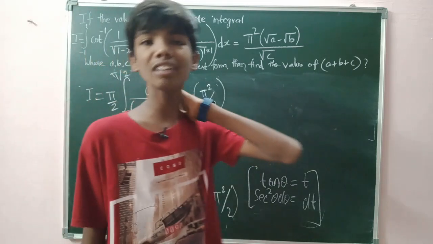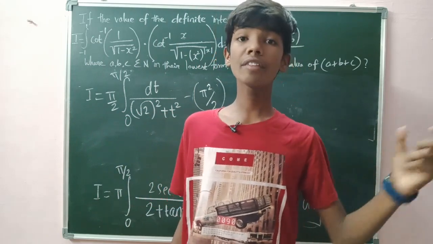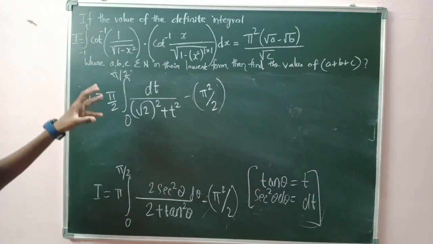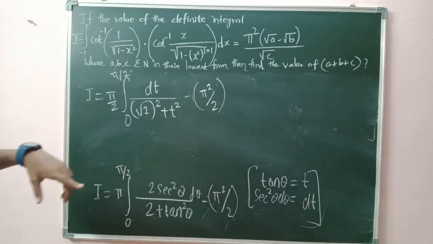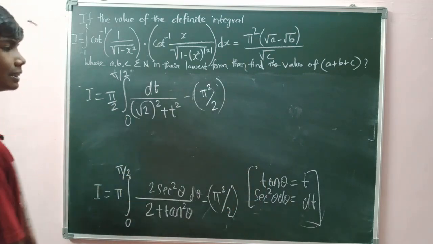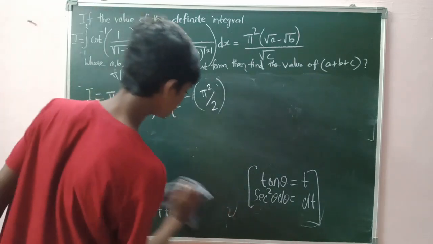Now to use the standard integral formula: in the denominator, if you have a square plus x square, there's a separate formula, right? For that one, I wrote 2 as root 2 to the whole square, then plus tan square theta is t square, as tan theta is t. Then minus of pi square by 2. Now I will wrap this.